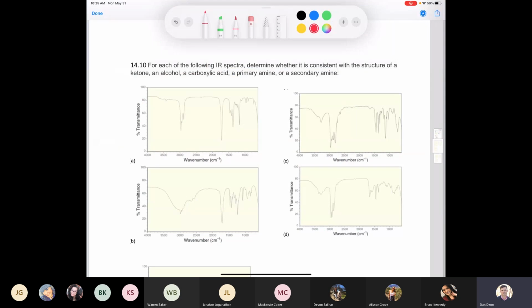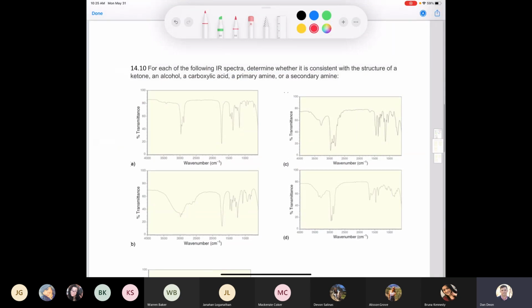All right, if we look at 14.10, we're asked whether the compound could be a what? We've got a ketone, an alcohol, a carboxylic acid, primary amine, or secondary amine. Well, the first thing that I notice is that in A, if you draw a line above 3,000, and if you draw a line above 1,500, could anybody make a guess as to what kind of functional group we might have in A?